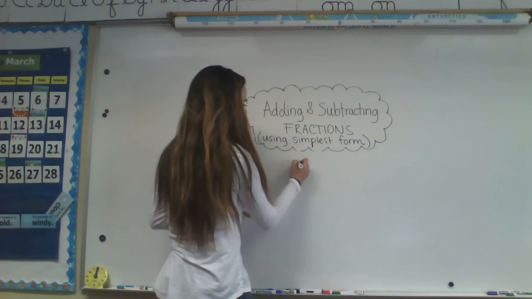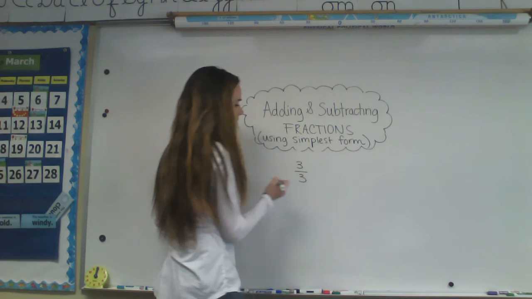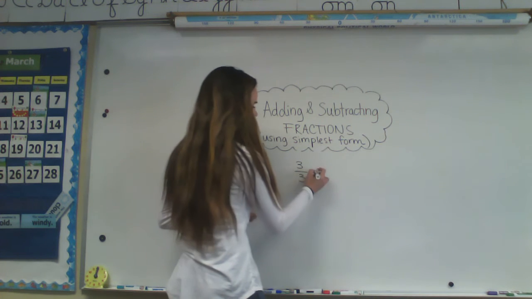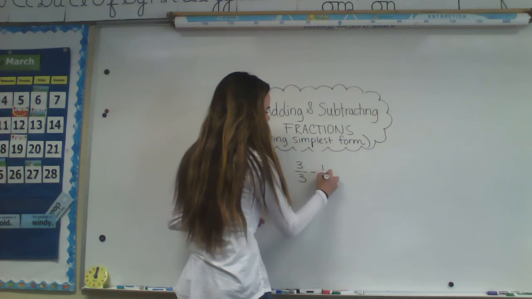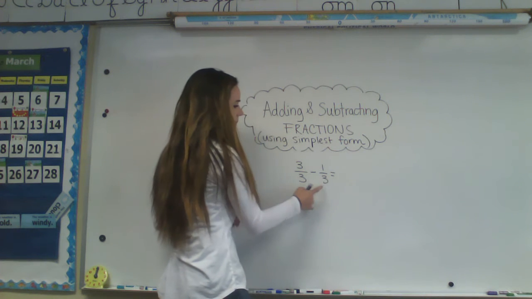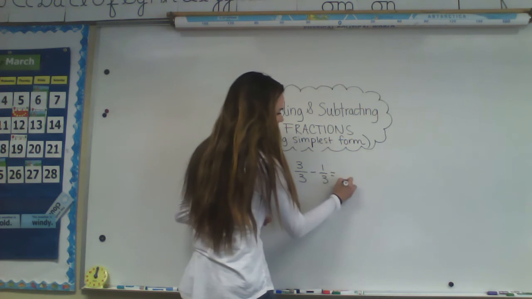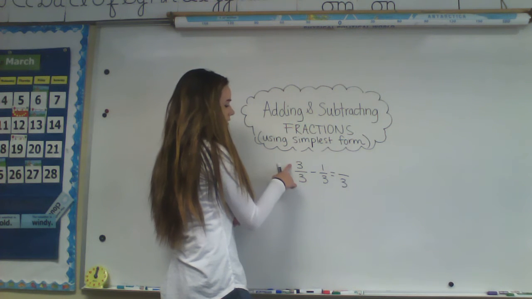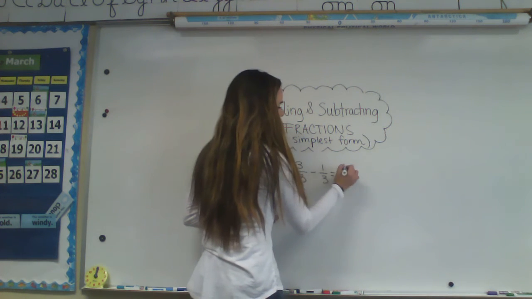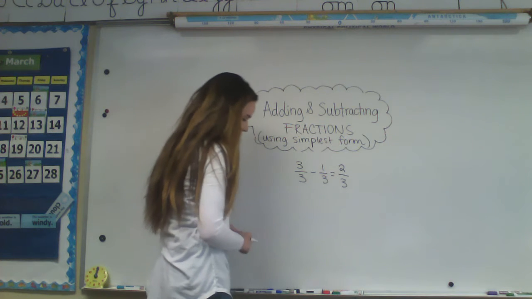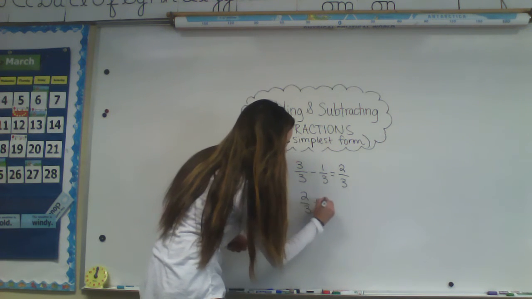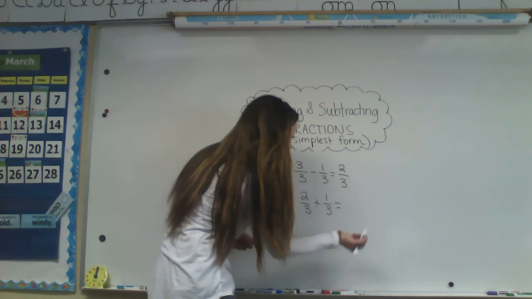So 3/3 is 1 whole, right? And we're dealing with 1/3. So we're going to actually just subtract the 1/3. We're going to keep our denominator. We're going to minus our numerator, 3 minus 1 is 2, giving us 2/3. Well, the way we can check that is 2/3 plus 1/3 gives us 1 whole.